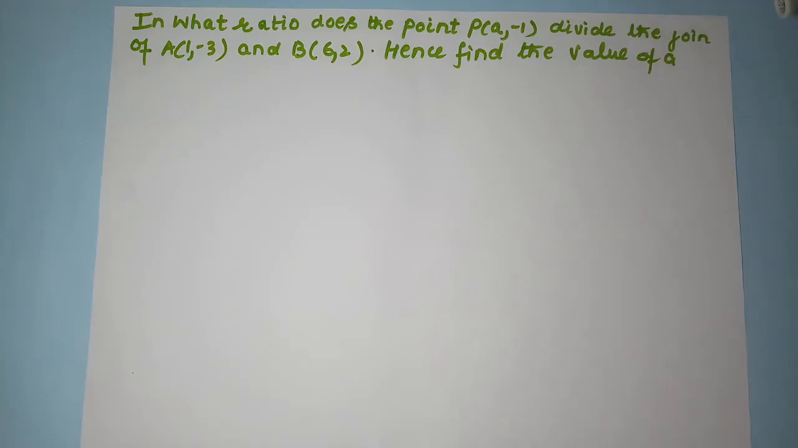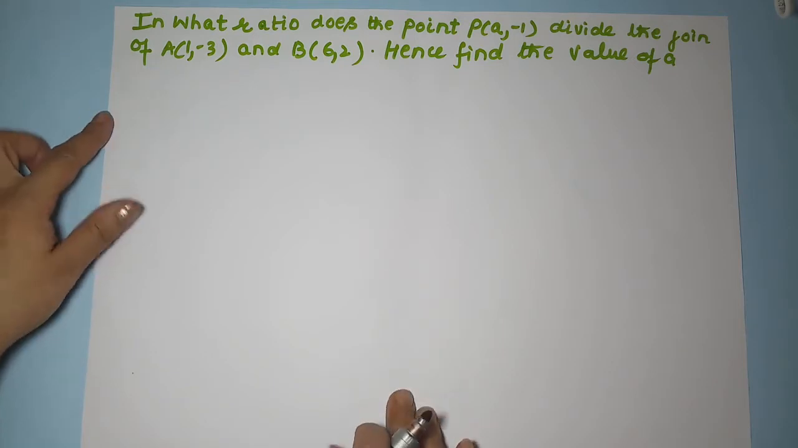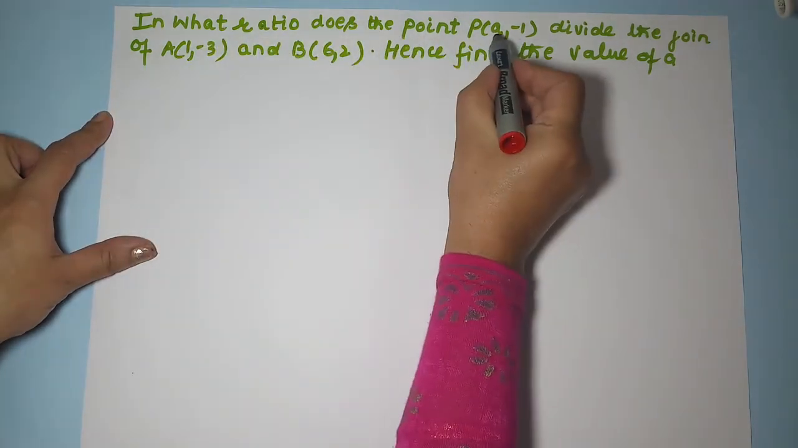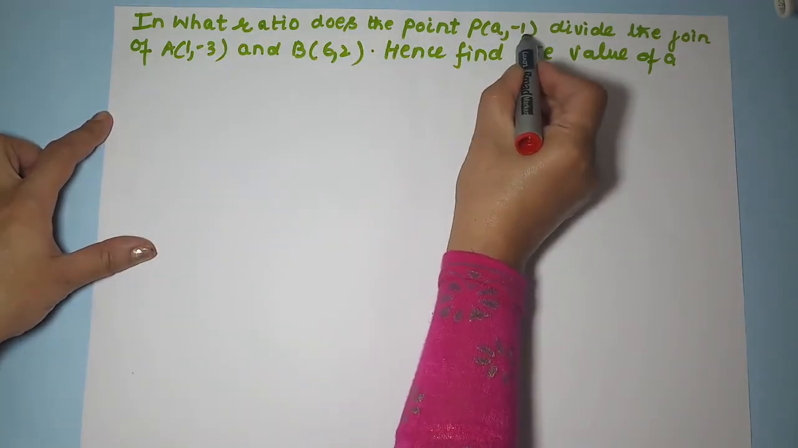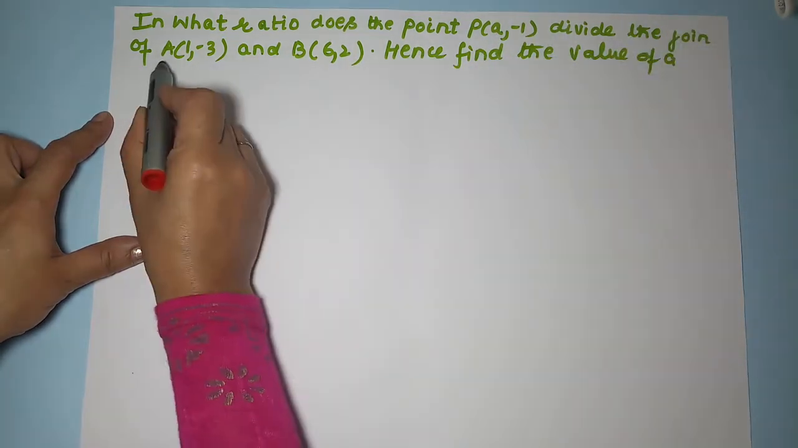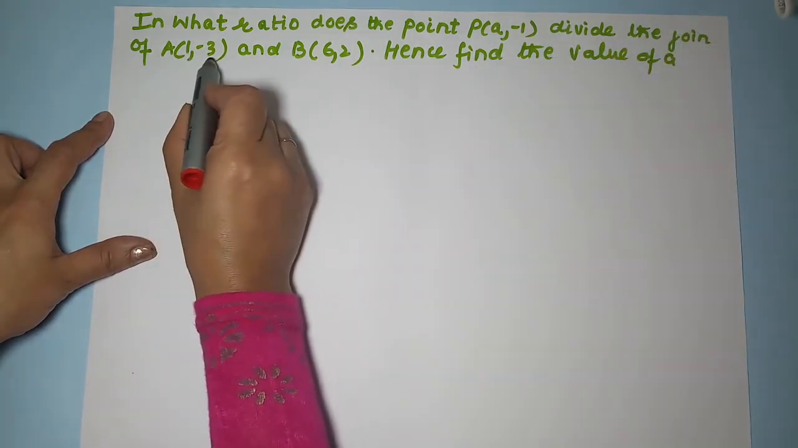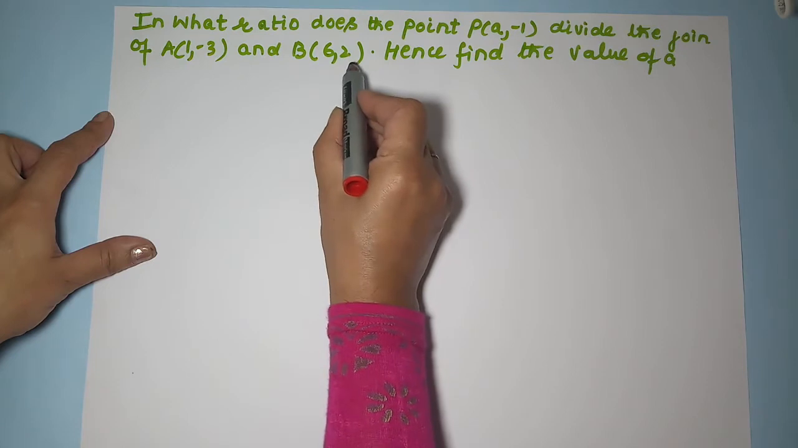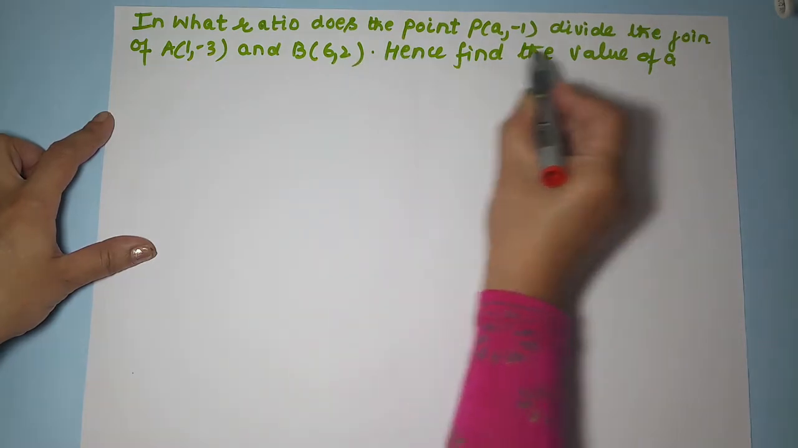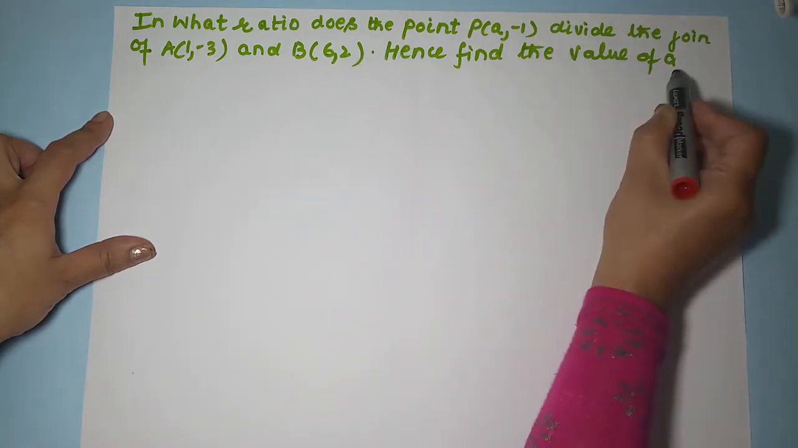In this video, we will learn to calculate the ratio in which a point divides the line segment joining two points. Now, here, in what ratio does the point P(a, -1) divide the join of A(1, -3) and B(6, 2)? Hence, find the value of a.